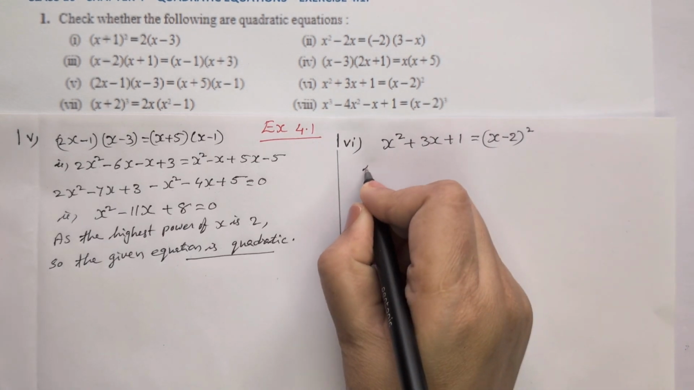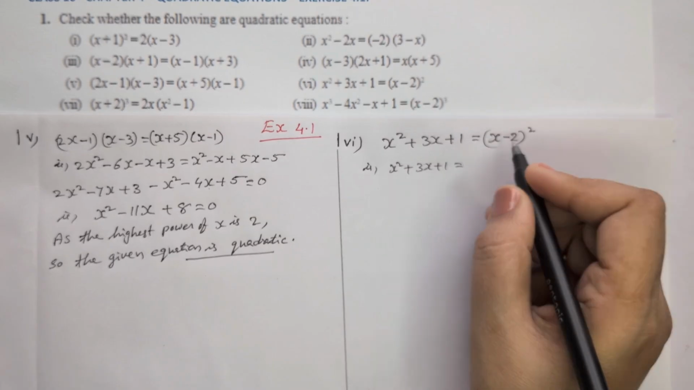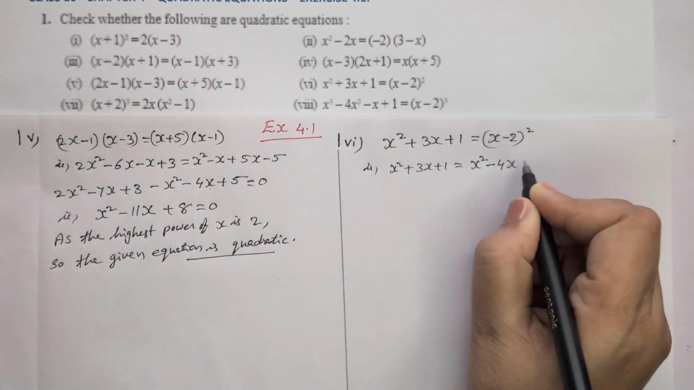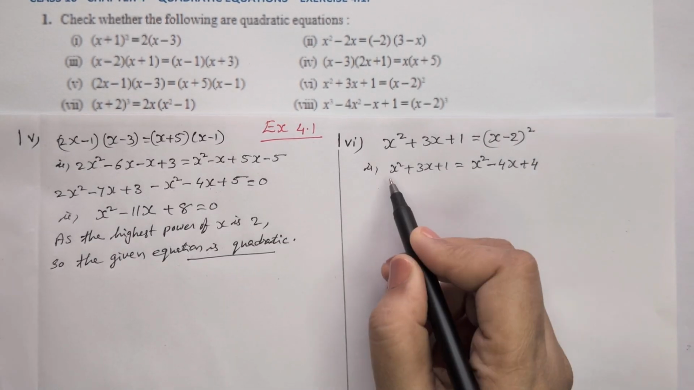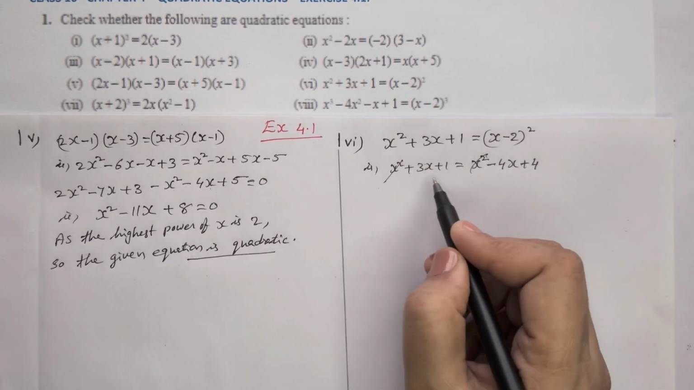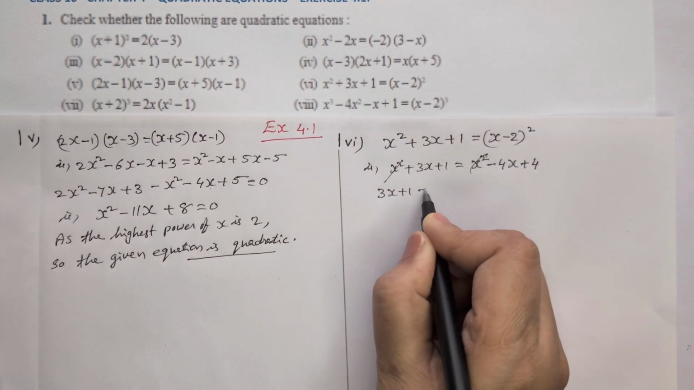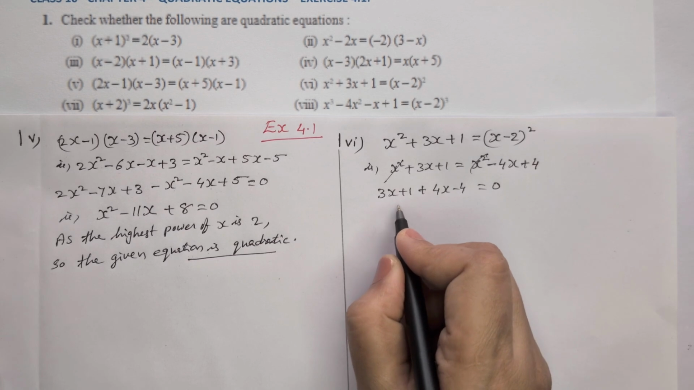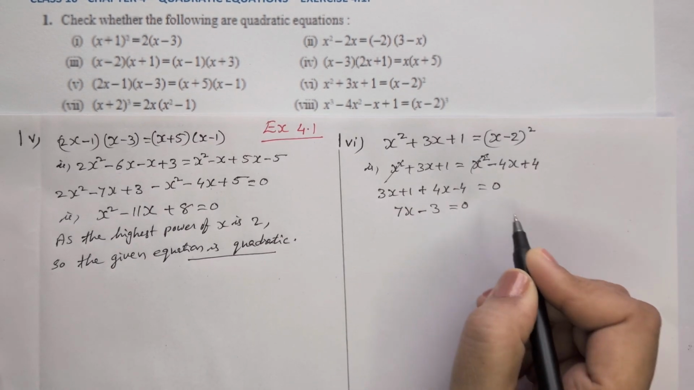So we can write that as h square plus 3h plus 1 is equal to, open the bracket by (a minus b) the whole square: h square minus 4h plus 2 square, that is 4. Here we can see the same coefficient for h square, so we can cancel from both sides. When moving this to the left side, 3h plus 1 plus 4h minus 4 is equal to 0. That means 7h minus 3 is equal to 0.